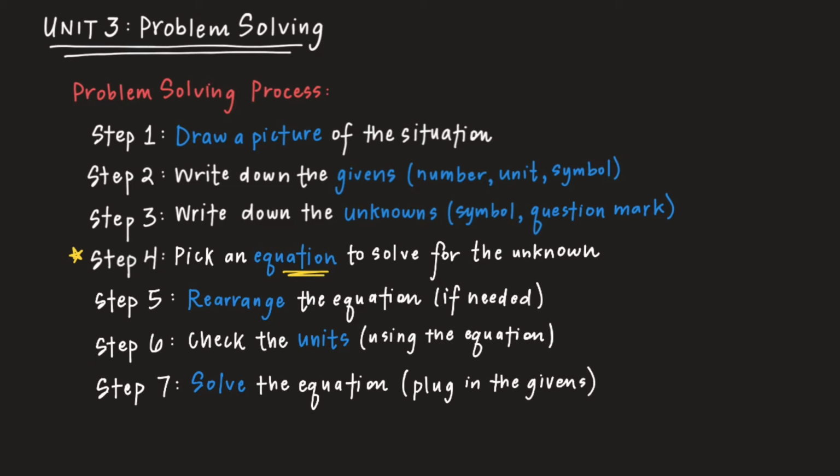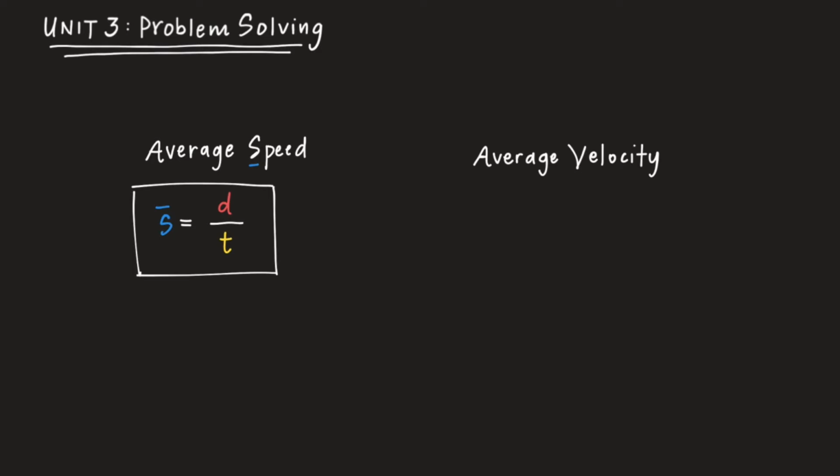So let's talk about step four, the equations. What are the equations for this unit? It's been a while since you learned that. So remember average speed. We have an equation for average speed. Remember, speed is represented by an S. The average is represented by a bar. So that's S bar, or average speed. Average speed can be calculated by taking the total distance that is traveled, so D, and dividing it by the total time. So we're going to divide it by T. So that's our average speed. That's how we calculate average speed.